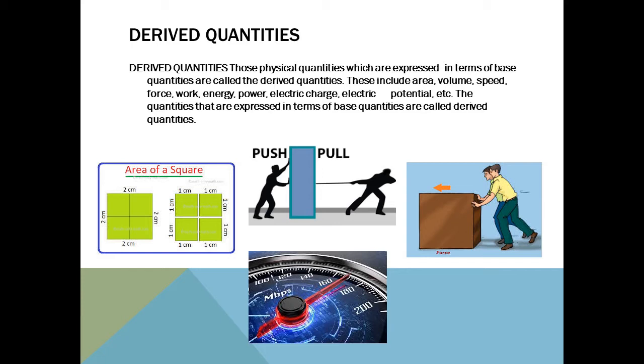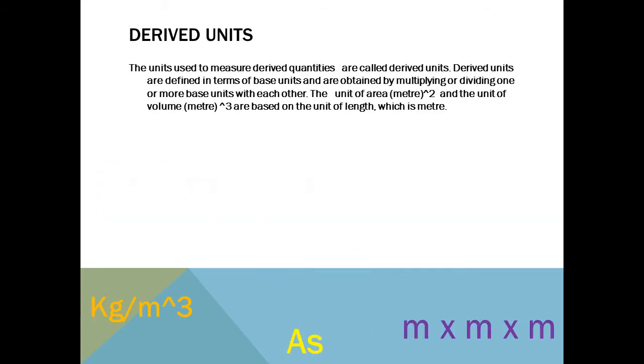Basically, derived quantities are limitless. They have no limit. As you know, base quantities are only 7 in number. Similarly, in this aspect, derived quantities have no number. They are limitless. Similarly, derived units. The units used to measure derived quantities are called derived units. Derived units are defined in terms of base units.